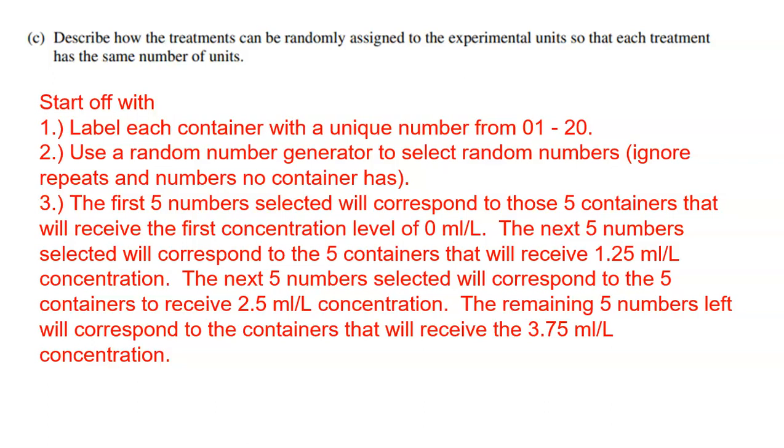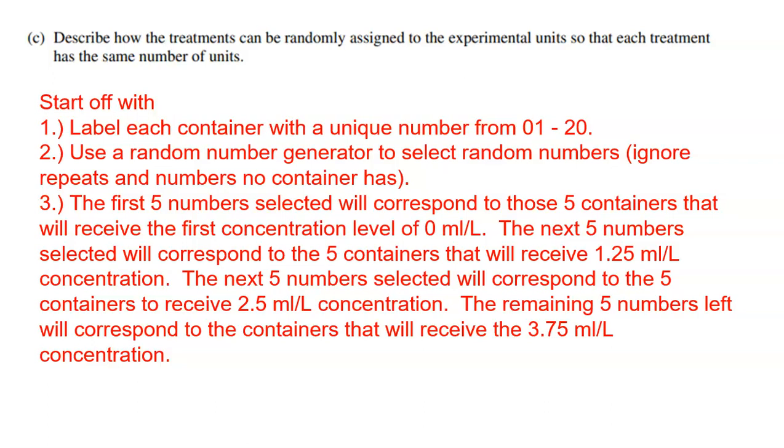So the first 5 numbers selected from my random number generator will correspond to the 5 containers that receive the first concentration level of 0. The next 5 numbers selected, again, ignoring repeats, ignoring numbers that no container has, will correspond to the 5 containers that receive 1.25 milliliters per liter. The next 5 numbers selected will correspond to the 5 containers that receive 2.5 milliliters per liter. And the remaining 5, well, they actually have no choice because I've already picked 15 numbers. There's only 5 numbers left. So the remaining containers automatically get the 3.75 milliliters per liter.